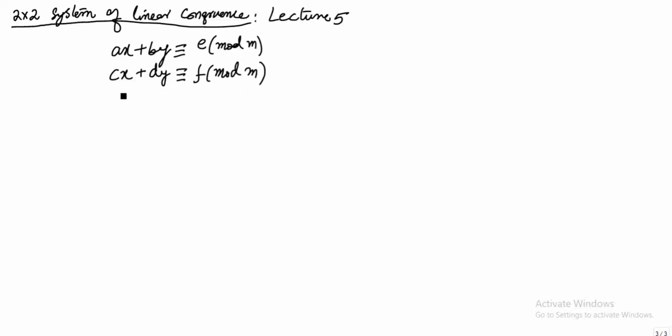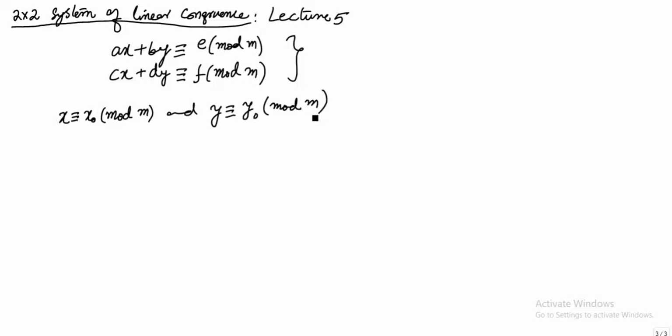Okay, so this system has a solution in the form of linear congruences, that is, X congruent to X null modulo M, and Y congruent to Y null modulo M. So these two congruences satisfy both of the congruences. Not all 2 by 2 systems of linear congruences are solvable, so we have a result. By using that result, we can find whether the system is solvable or not.